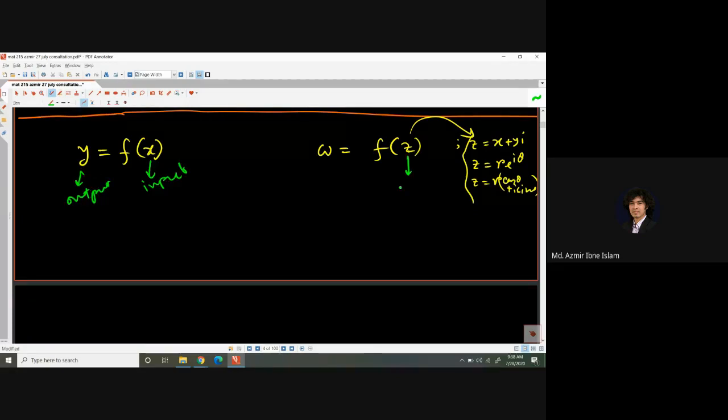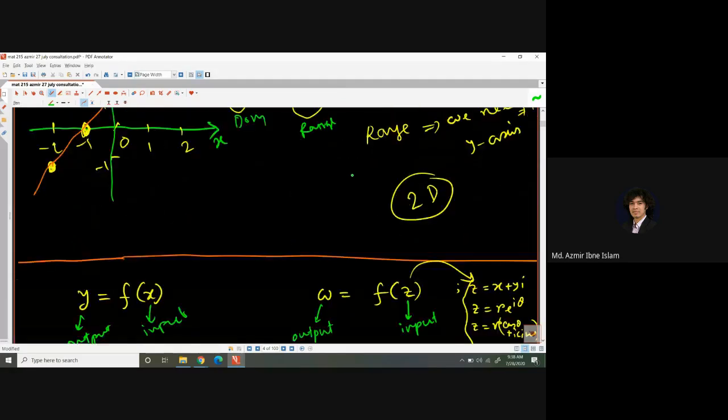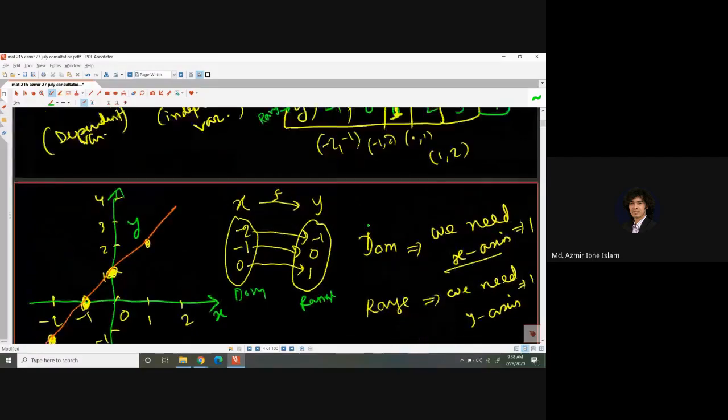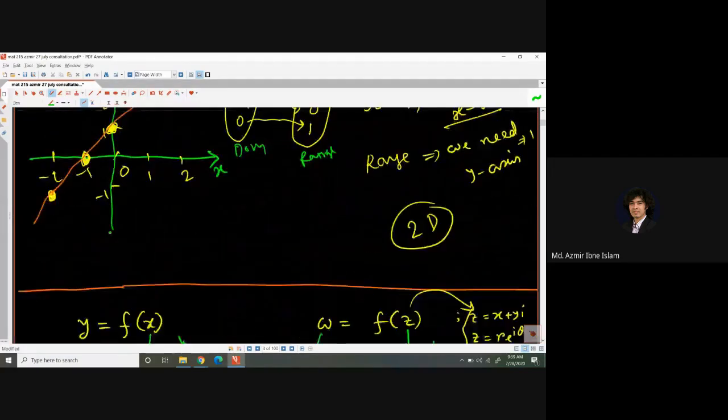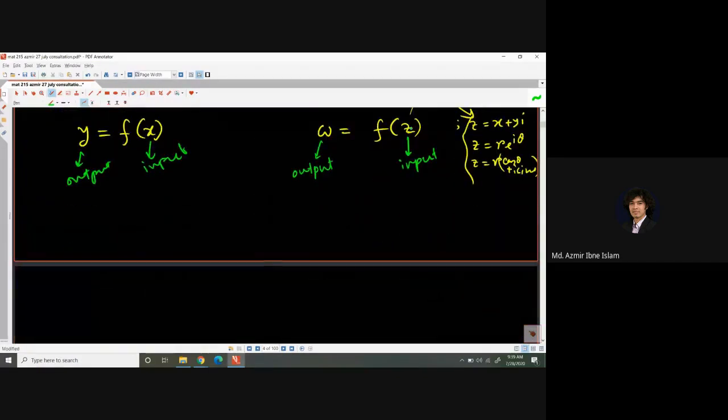Just like the real valued function, where x is the input and y is the output, here we also have z as the input. After inputting z, we will get the output. Remember, z is a complex number, so we are inputting a complex number in that function. The output must be a complex number. So you can have a look here. We are inputting a real value and the output is also a real value. That is for a real valued function, and the same idea is for a complex valued function.